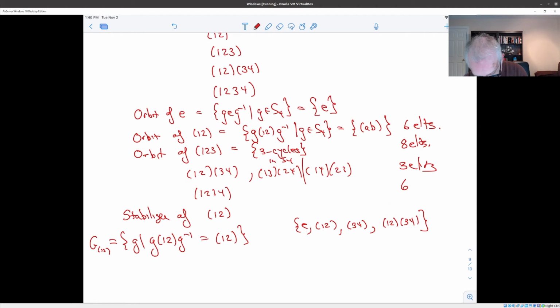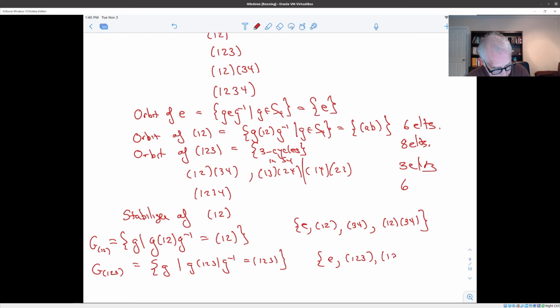What about, do you want to do one more? The stabilizer of (1 2 3). Well, this is the collection of elements g for which g (1 2 3) g inverse is (1 2 3). And we already know that the identity, (1 2 3) and (1 3 2) are going to commute with this. But the rule is basically, in order to commute with this, you either have to be disjoint from it, or you have to equal it. You have to involve exactly the same letters.